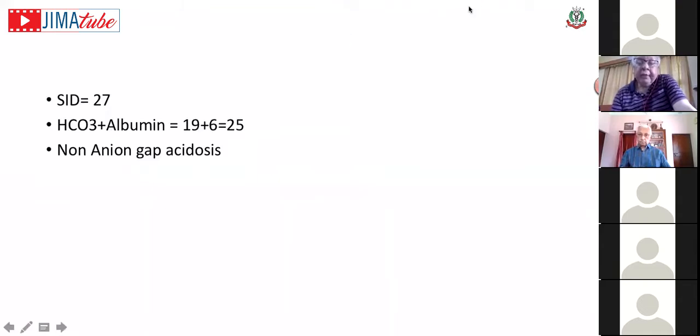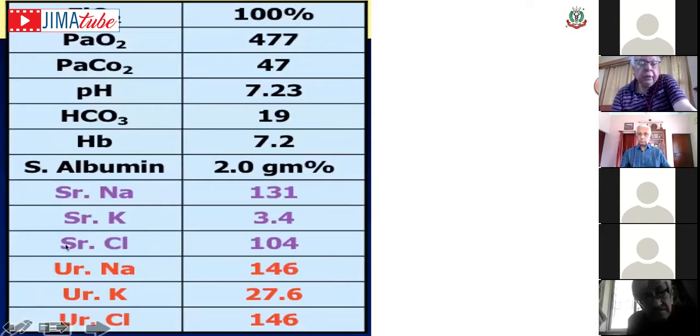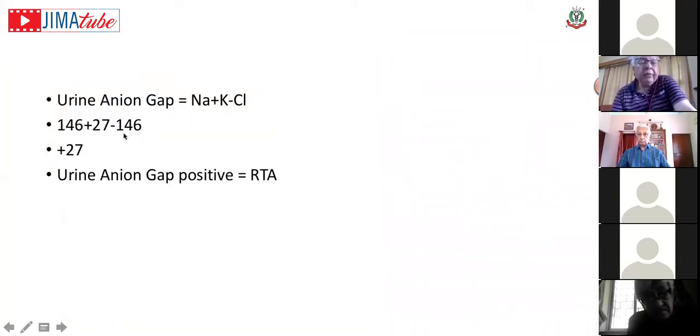Remember, this is a case of multiple myeloma. Always go back. Yeah, I think somebody has answered renal tubular acidosis. So how do we know it is renal tubular acidosis? We have to do what is called the urine anion gap. So the urine sodium is 147, urine potassium is 27, urine chloride is 146. So the urine anion gap was plus 27. So if you have a positive urine anion gap, this is RTA.